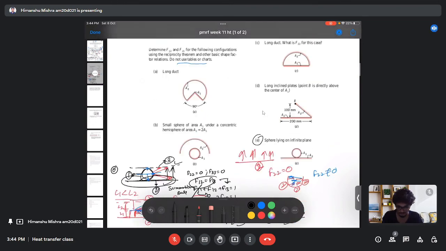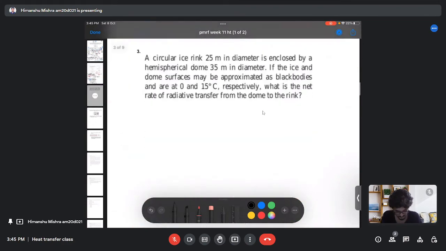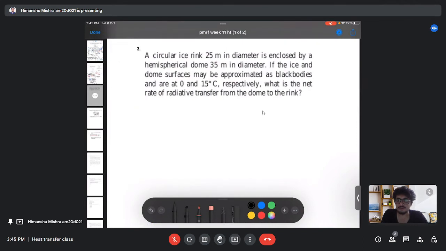So let's move to the third question. In this question, a circular ice ring 25 mm in diameter is enclosed by a hemispherical dome. If the ice and dome surfaces may be approximated as black bodies and are at 0 and 15 degrees Celsius respectively, what is the rate of radiative heat transfer?